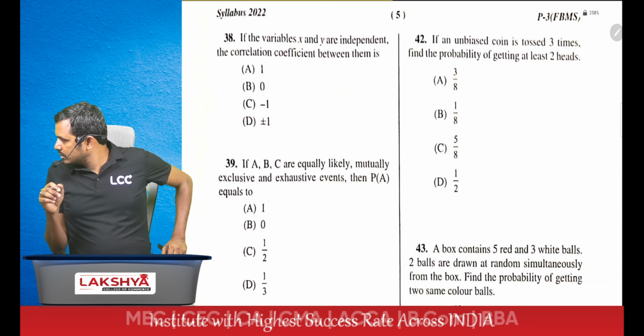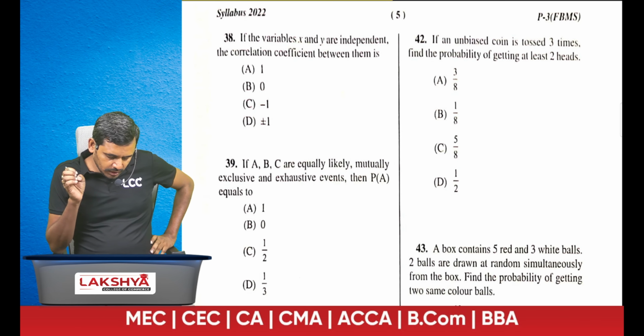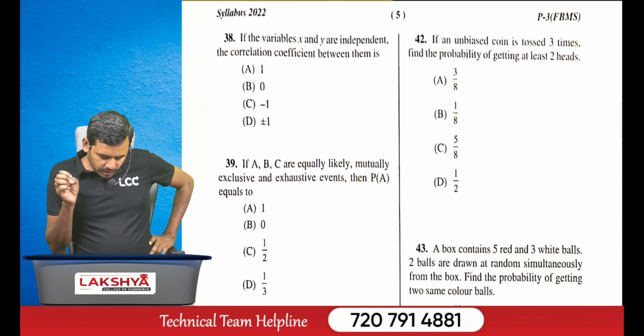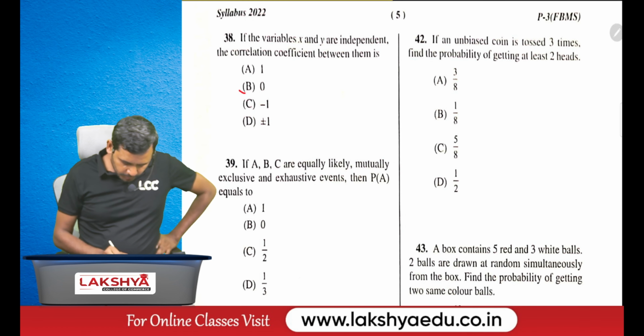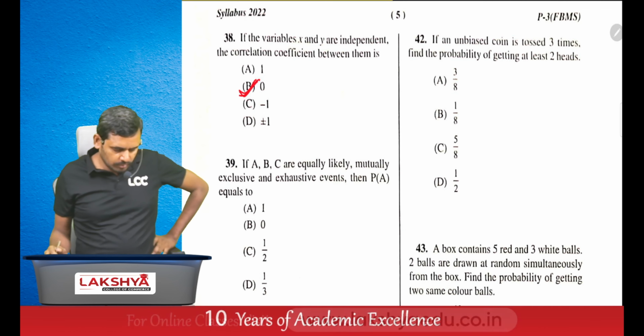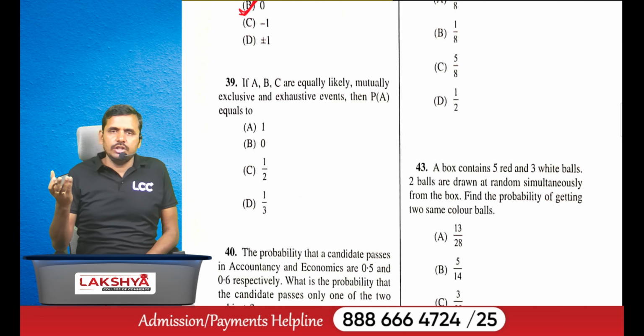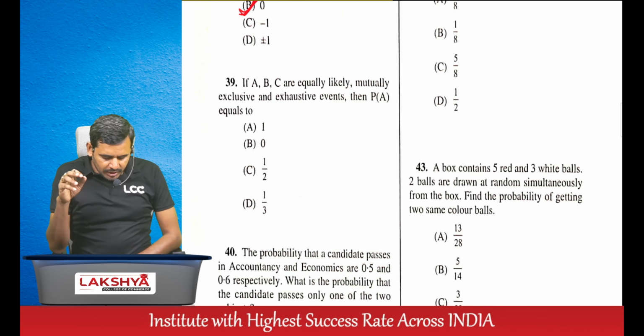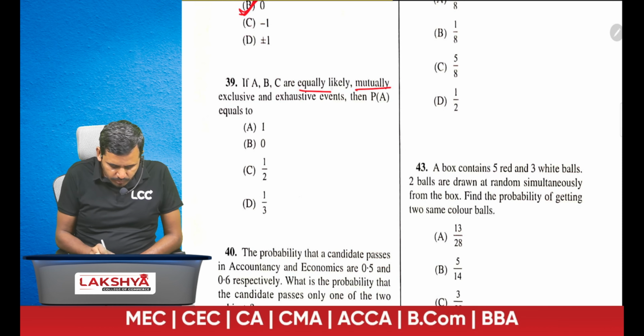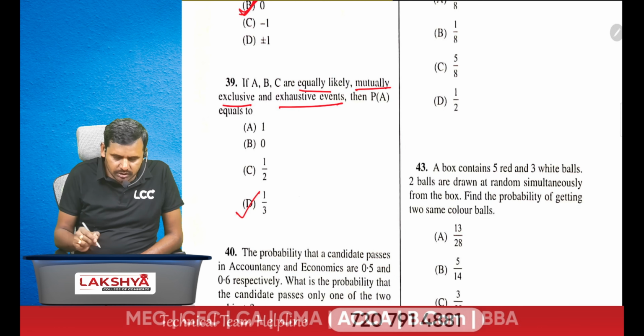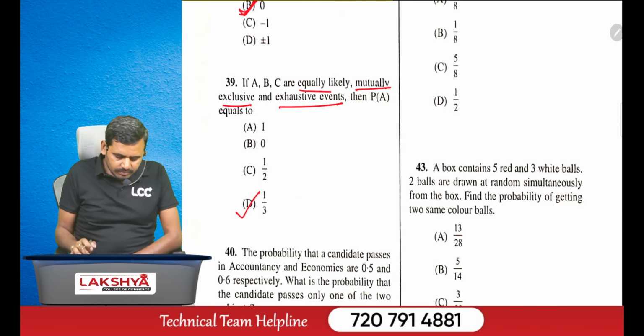Next, question 38. If the variables x and y are independent, then the correlation coefficient between them is 0. Independent means covariance is 0. Covariance 0 means the numerator is 0, and 0 by something is 0. A, B, C are equally likely, mutually exclusive and exhaustive. Then the probability of A is 1 by 3.